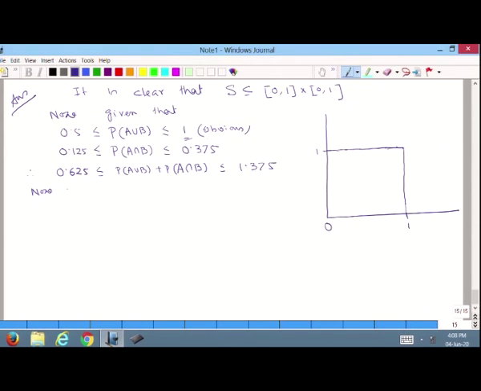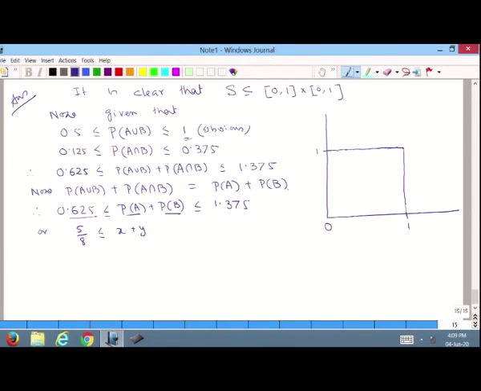Now, probability of A union B plus probability of A intersection B is equal to probability of A plus probability of B. Therefore, 0.625 is less than or equal to probability of A plus probability of B, which is less than or equal to 1.375, or this we can write as 5/8 less than or equal to x plus y, less than or equal to 11/8.